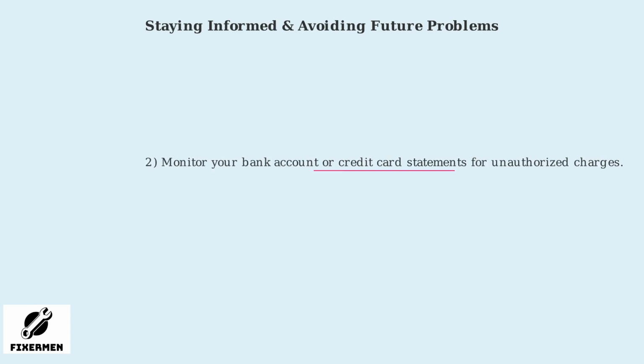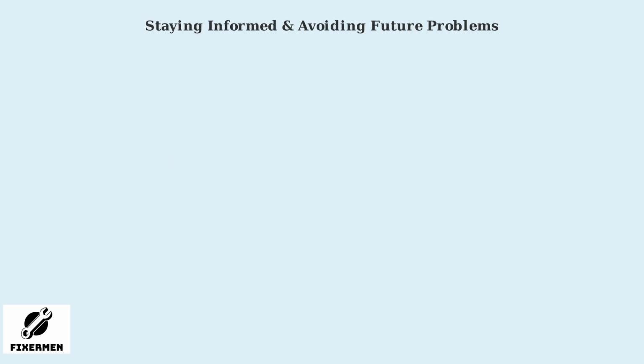Monitor your bank account or credit card statements for any unauthorized charges. This helps catch issues early and maintain security. Keep the T-Mobile app updated to access the latest features and bug fixes that improve AutoPay reliability. Be aware of potential system outages or maintenance periods announced by T-Mobile through their app notifications or website. By staying informed through these proactive steps, you can ensure a seamless AutoPay experience.